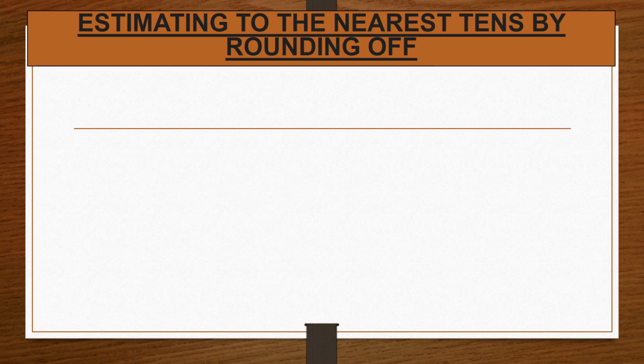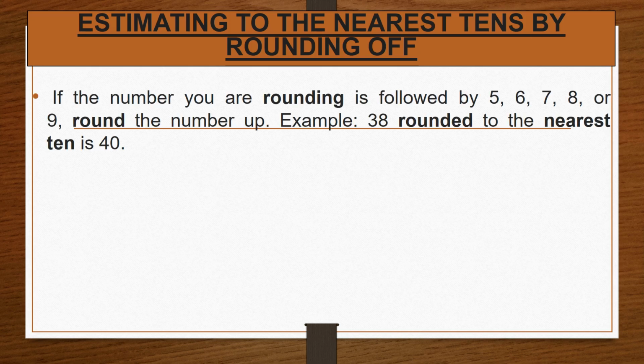Estimating to the nearest tens by rounding off. If the number you are rounding is followed by 5, 6, 7, 8 or 9, round the number up. Example 38. 38 rounded to the nearest 10 is 40. How come? See, the digit at ones place is 8. So, this number should round up.